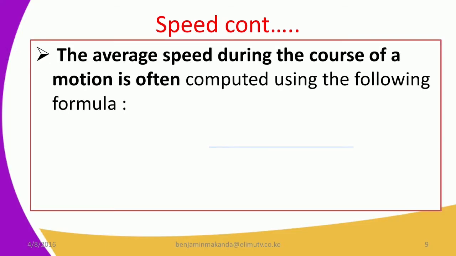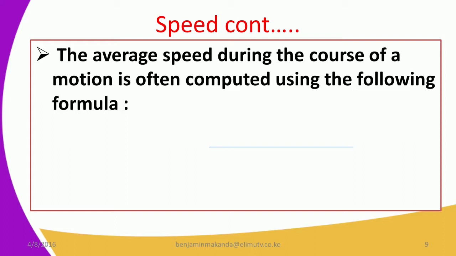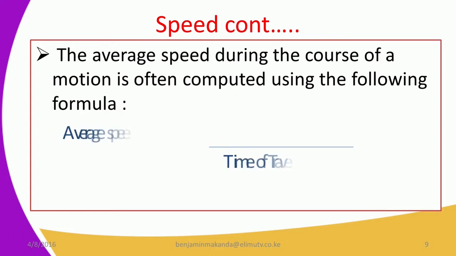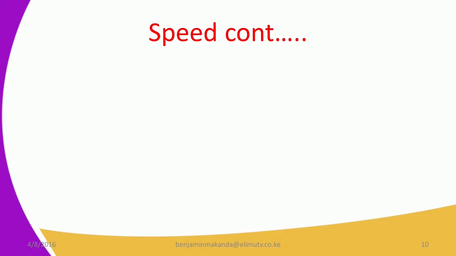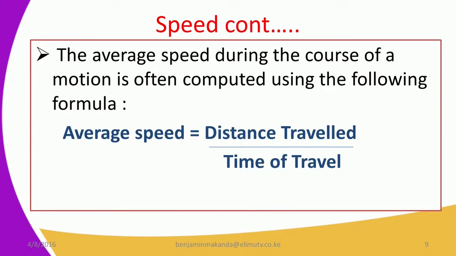The average speed during the course of a motion is often computed using the following formula. Average speed equals distance traveled divided by time of travel.